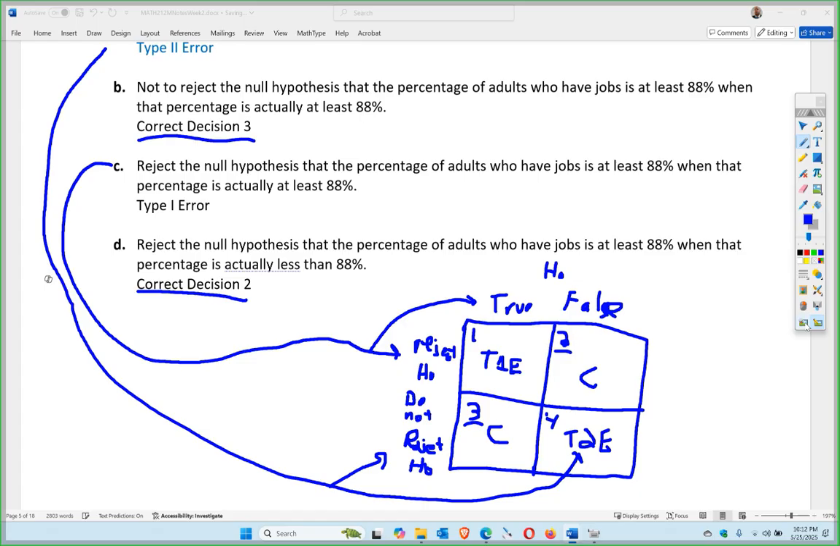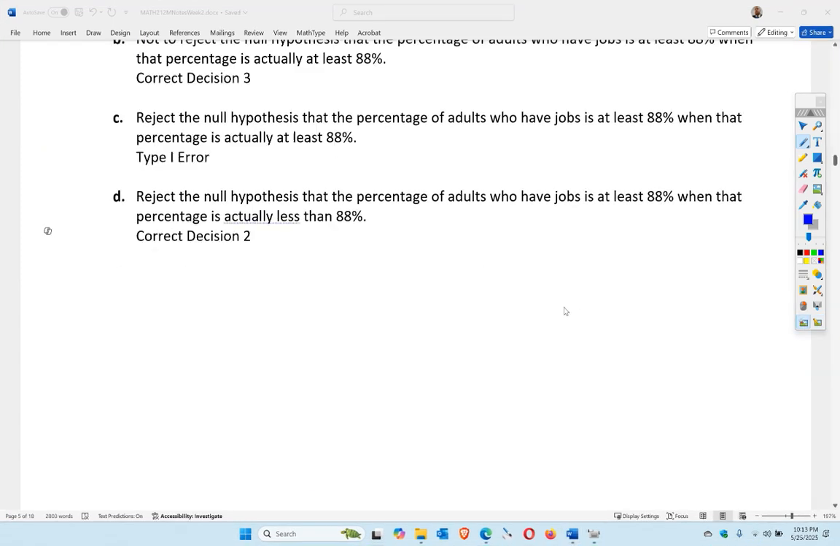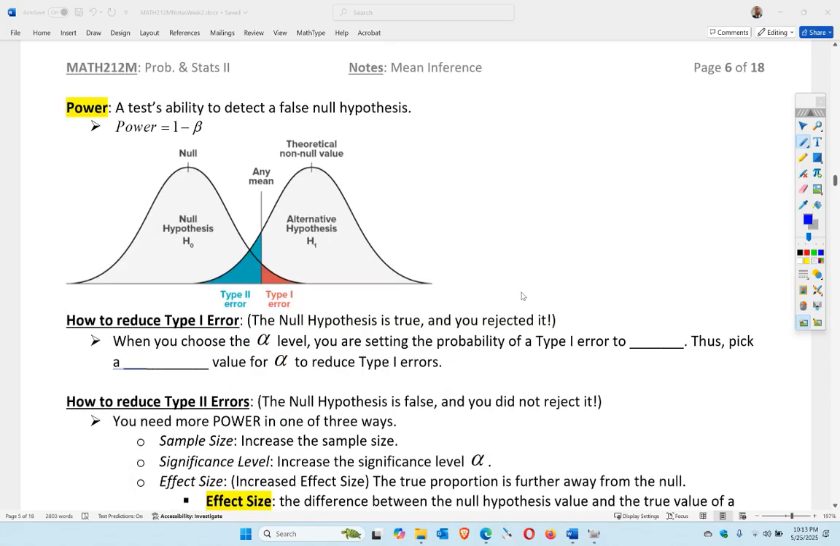So basically, in inference, what you're supposed to understand is when you do a hypothesis test or confidence interval, it's never 100%. You're not sure, right? You're inferring as to what the answer should be. That's how statistics really works.